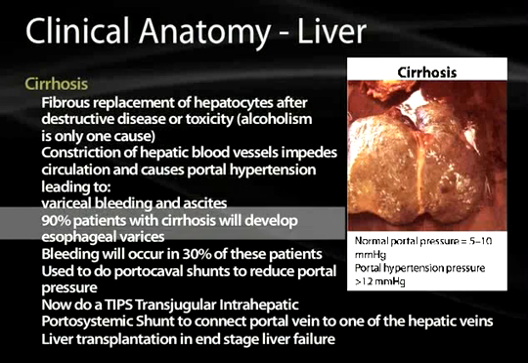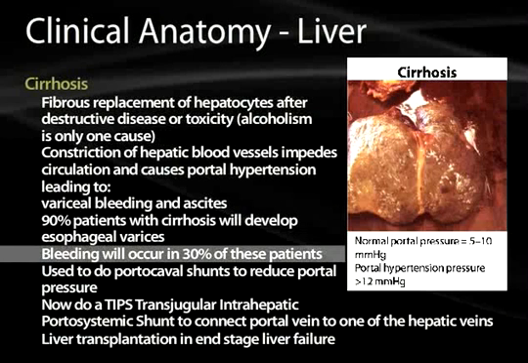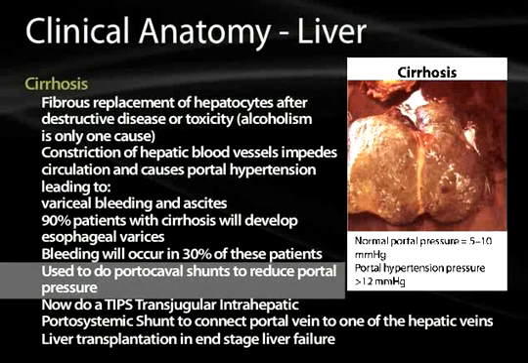Up to 90% of patients with cirrhosis will develop esophageal varices. But bleeding will occur only in about 30% of these patients. They used to do an anastomotic portocaval shunt to reduce portal hypertension.